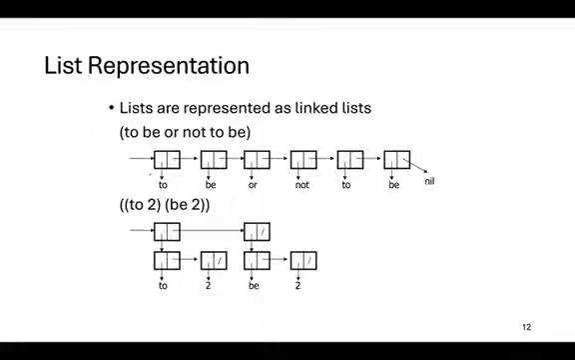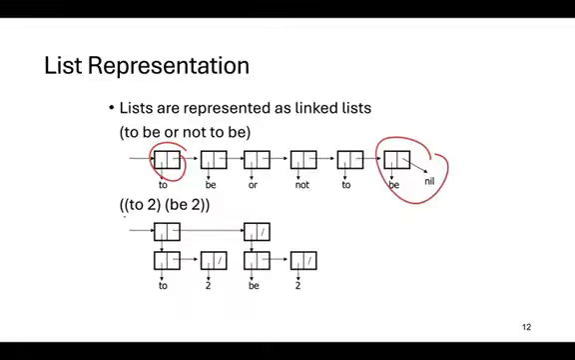So for "to be or not to be," we have our node here that contains "to" and then has a pointer next that points to the word "be," which points to the word "or," and so on. And the last node we have here points to nil. This means that there's nothing else.